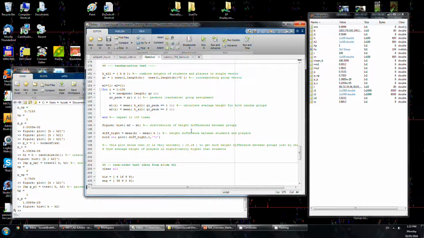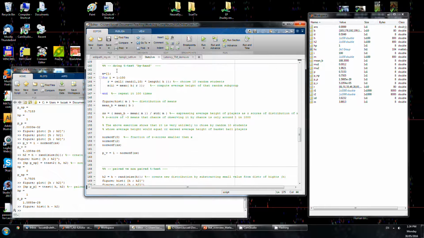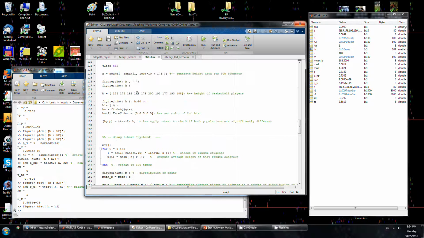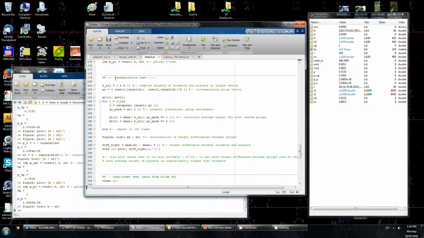And here is an example, again looking at these distributions between the general population and basketball players. It is the same data, but here we will use this randomization test. To do it, we will create one long vector of all heights. So we will concatenate the H and B vectors. H is the heights of the general population, B is the vector with heights of basketball players, and we will create some appropriate group variable.